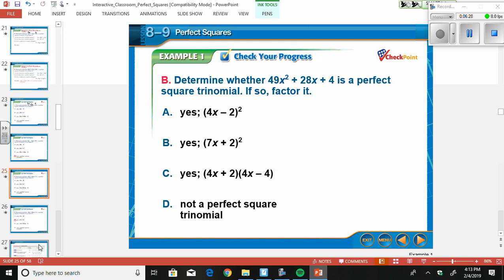Determine on this one, so we would have 7x here, we would have 2 here, 7 times 2 is 14, times 2 is 28, so it looks like it would work out, and since it's a plus here, we can say 7x plus 2 quantity squared.